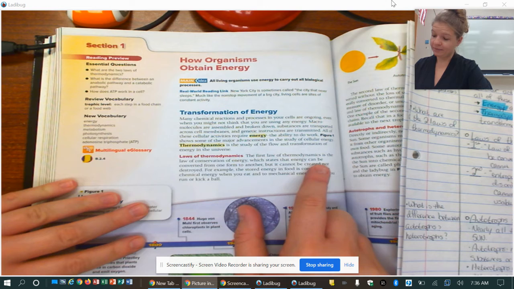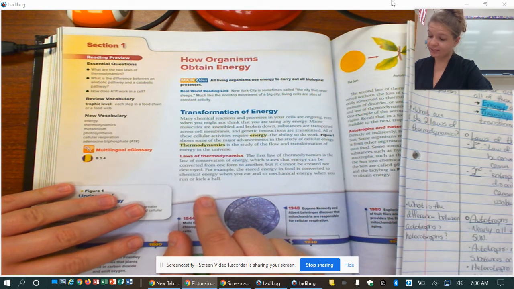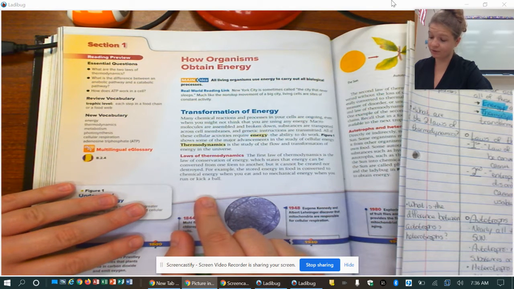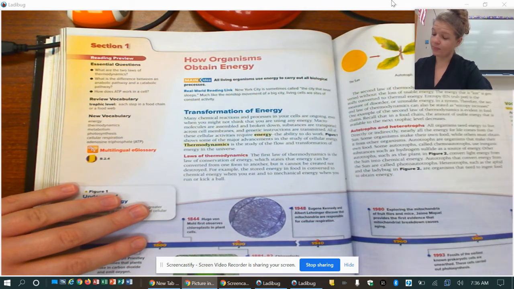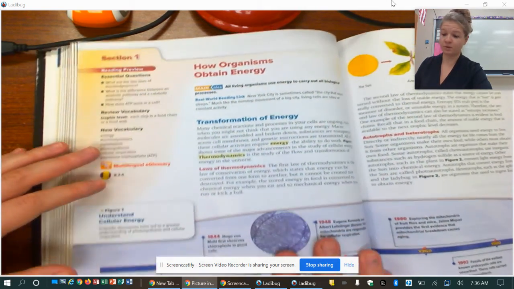The first law of thermodynamics is the law of conservation of energy, which states that energy can be converted from one form to another, but it cannot be created nor destroyed. For example, the stored energy in food is converted to chemical energy when you eat and into mechanical energy when you run or kick a ball.